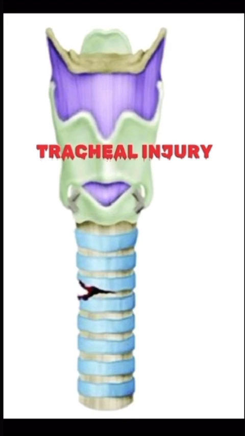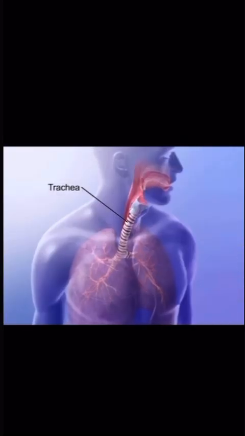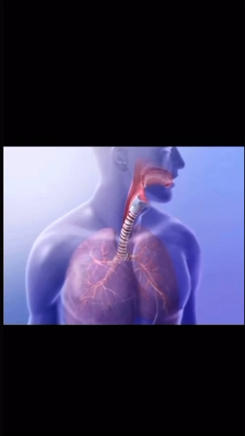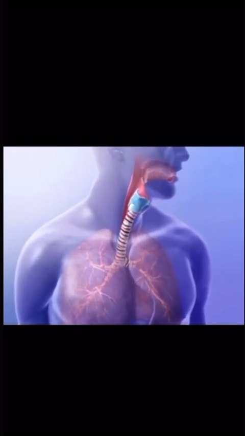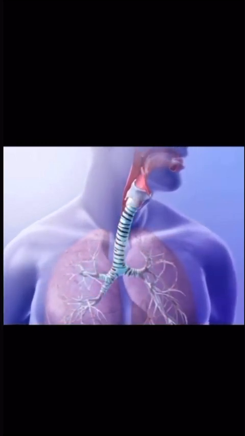Tracheal injury. With tracheal injuries, you may also see signs of pneumothorax, respiratory distress, and crepitus around the neck and chest. Definitive airway, surgical exploration, or bronch needed.